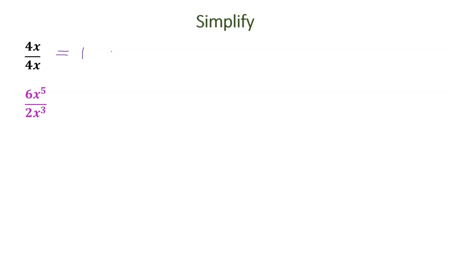I have 6x to the 5th over 2x to the 3rd. In this case, I'm going to first reduce the number. 2 goes into 6 3 times. And the exponents, first I see where my exponent is higher. In this case, 5 is higher, which is in my numerator. Therefore, my x stays in the numerator. Because you're dividing, you will subtract your power. 5 minus 3, the exponent will be 2.